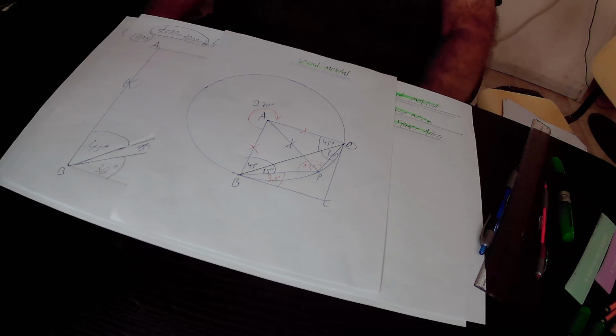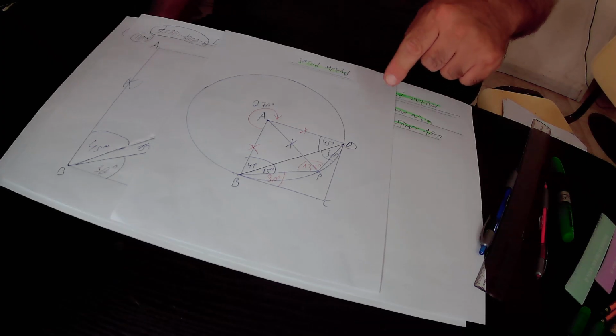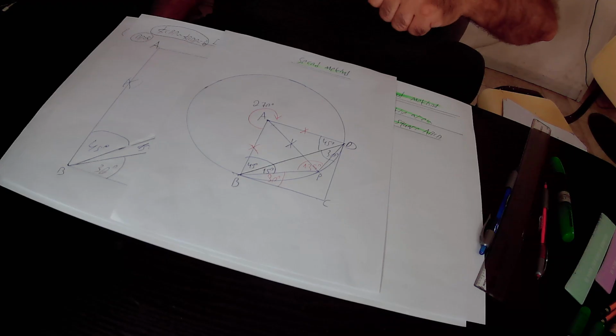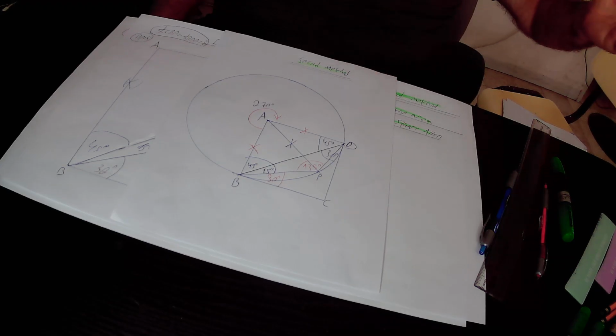Okay? Because angle DBP obeys rule 13, it must be a peripheral angle. Okay, therefore angle DBP must be a peripheral angle.